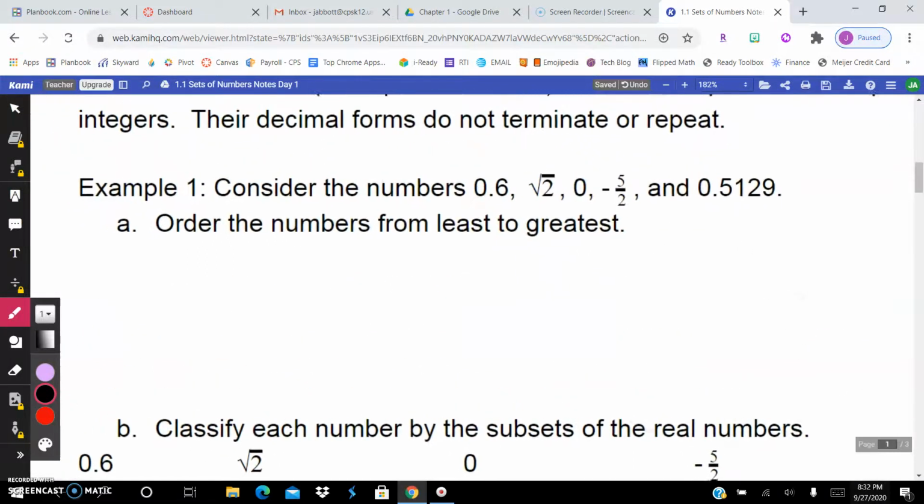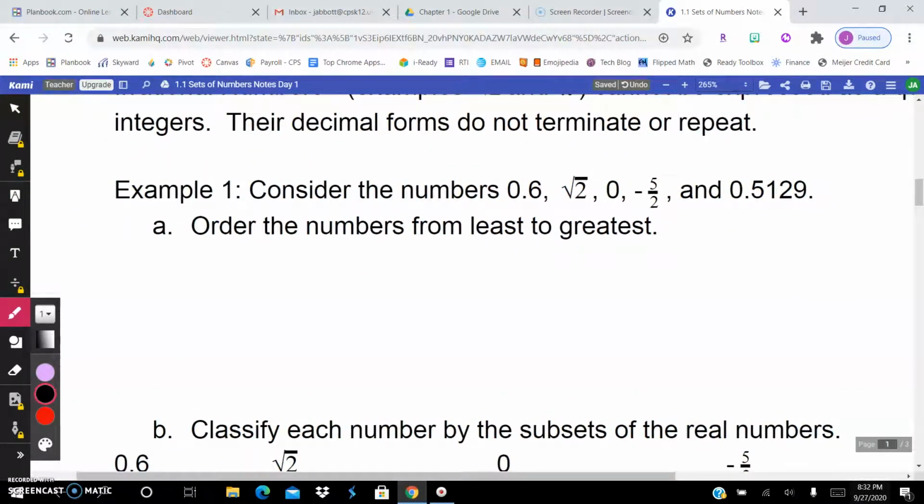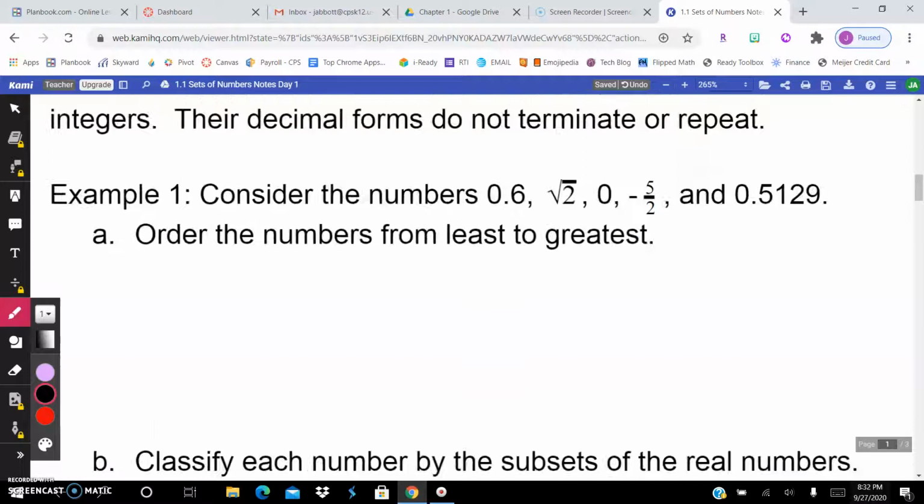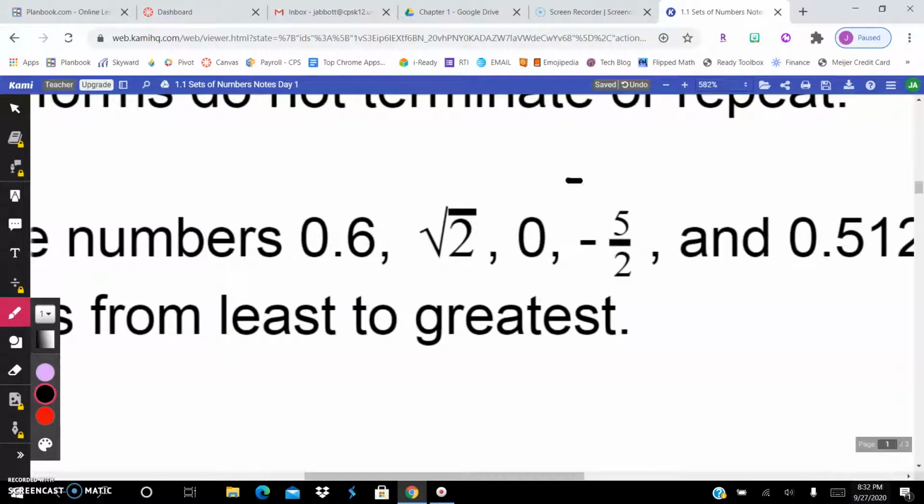All right, we're going to consider these numbers, and we have to order them from least to greatest. So when I look at that list of 5 numbers, I see that 2 of them are in decimal form. Well, actually 3, because 0 is considered decimal form as well. So 3 out of the 5 are in decimal form. So I'm going to change everything to decimal so it's easier to compare. So negative 5 halves is the same thing as negative 2.5. And then the square root of 2, I can use my calculator for, and I get 1.414.